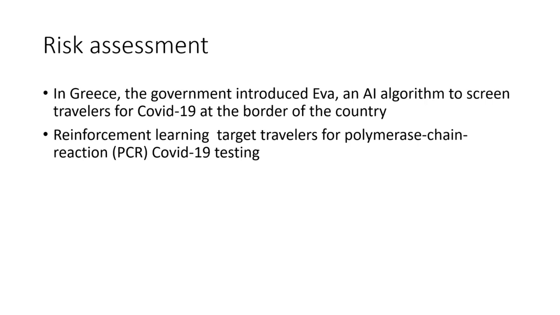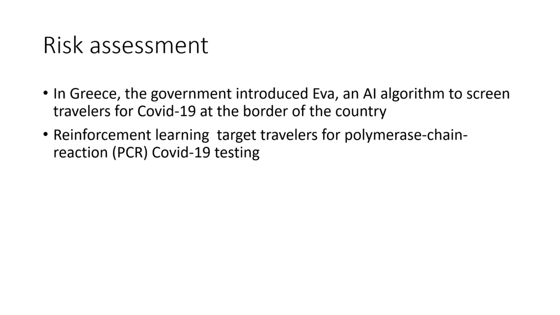So Greece used this. It introduced a program called EVA, which is an AI algorithm to screen travelers for COVID-19 at the border of the country. And this determined if patients need a PCR test or not. At that time, Greece had limited PCR testing capabilities, so they really wanted to test the highest risk patients.